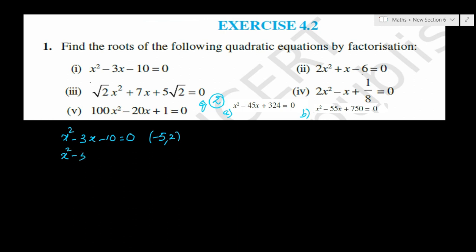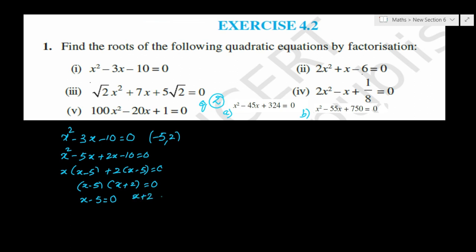So x² − 5x + 2x − 10 = 0, or x(x − 5) + 2(x − 5) = 0, or (x − 5)(x + 2) = 0. Therefore, if the product of two numbers is 0, then either of the numbers must be 0 or both can be zero. So let us equate x − 5 = 0 and x + 2 = 0. If we solve this, x = 5 and x = −2. Therefore, the solution set is 5 and −2. So this is the solution for the first.